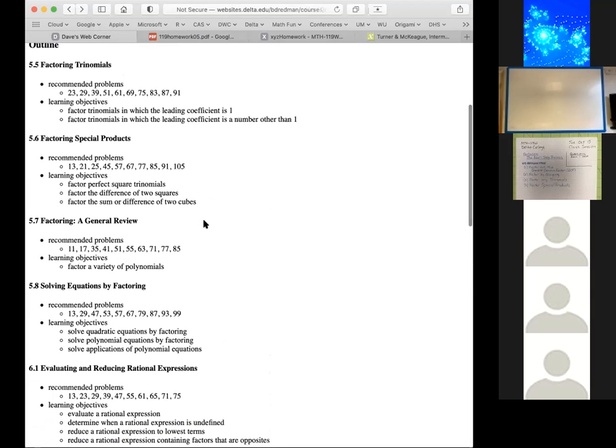And last week, when I was unavailable for a class, I was at a conference, I let you do the factoring problems in the XYZ homework, just greatest common factor and grouping. And I'll remind you of what those are now. But the meat of factoring is factoring out trinomials and special products.